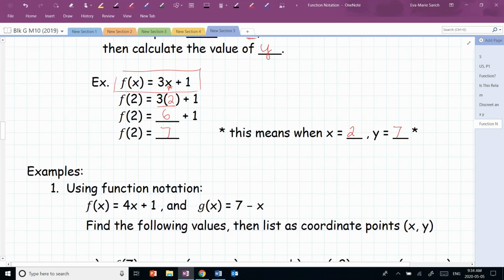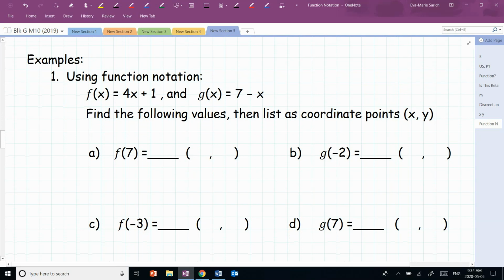Okay? So as I was saying before, we can have function notation for more than one function. This one is f of x is 4x plus 1, and this one is g of x is equal to 7 minus x. Now we want to find the values of the coordinate points. We're going to be looking for x and y and create a point that could then be graphed. So we're simply going to take the function that we have and substitute it with the given x value.